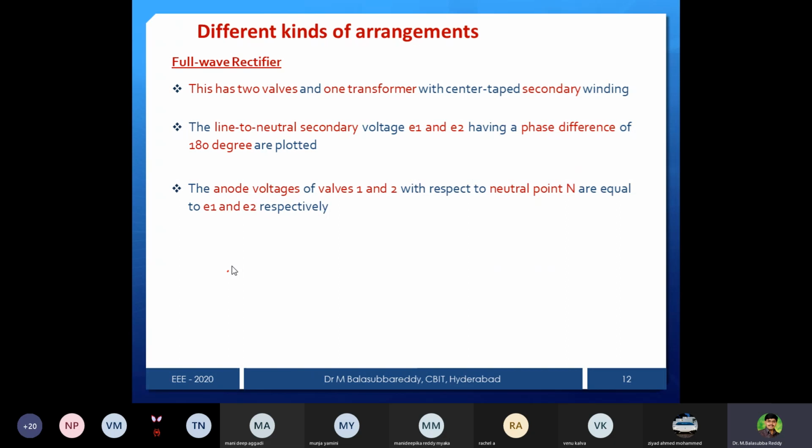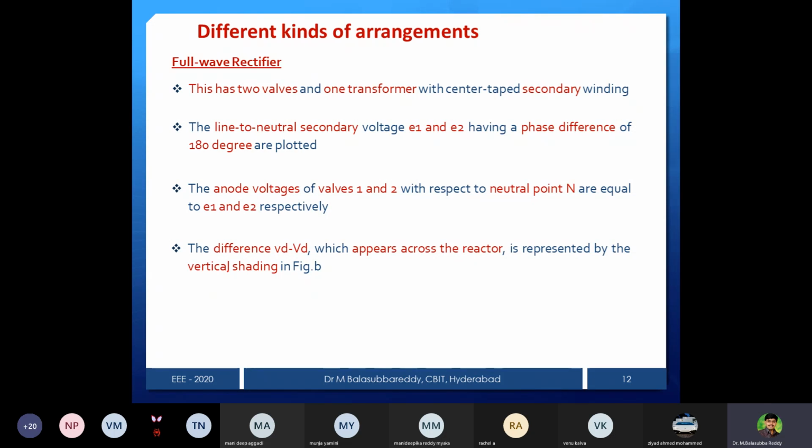Another one: the anode voltage of valves V1 and V2 with respect to the neutral is equal to E1 and E2 respectively. So when you want to measure the voltage at valve 1 and valve 2 with respect to the neutral, it is equal to E1 and E2 respectively. That is the point you need to take care of.